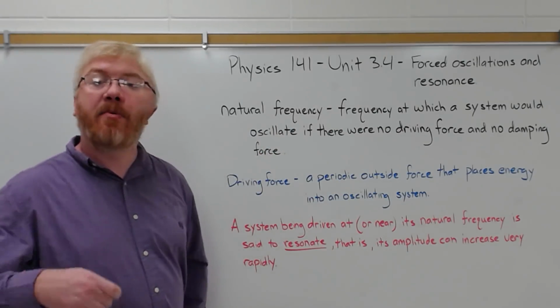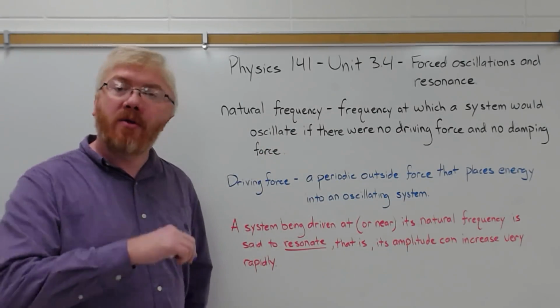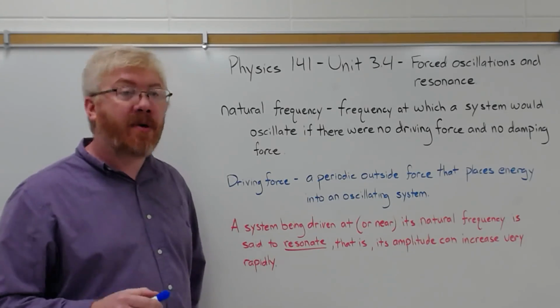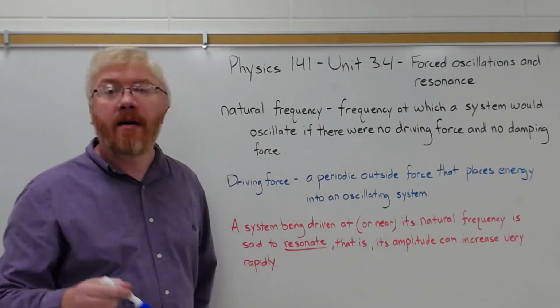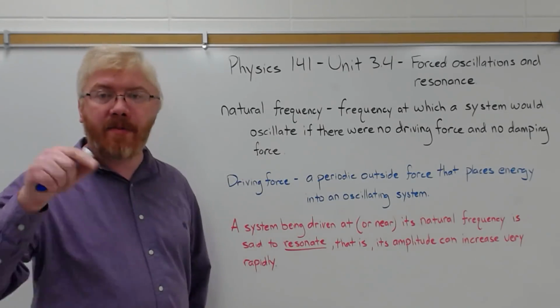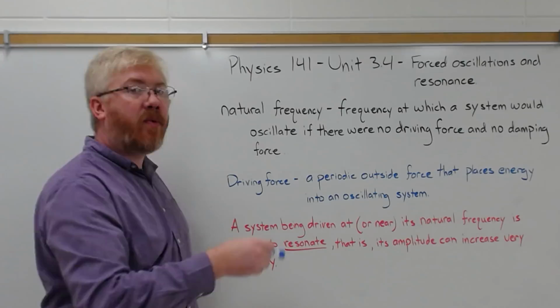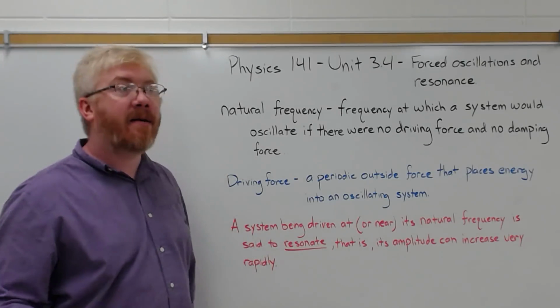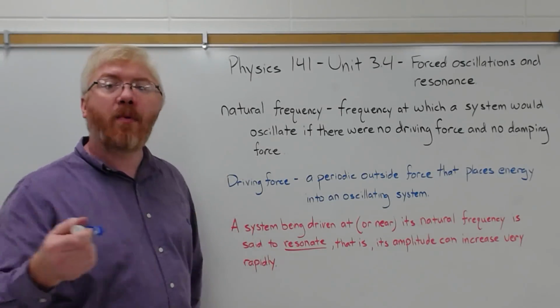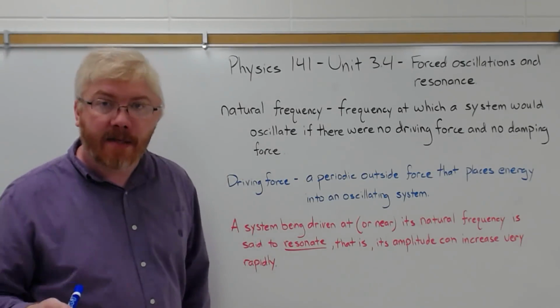So, for example, for a simple pendulum, the equation we looked at when we talked about a simple pendulum would give the natural frequency: calculate the period of the pendulum and then take the inverse of that to get the frequency. That would be the natural frequency of that pendulum. That's the frequency at which that pendulum wants to oscillate.